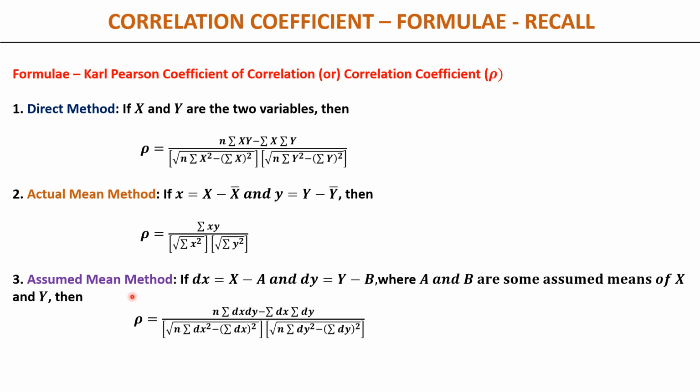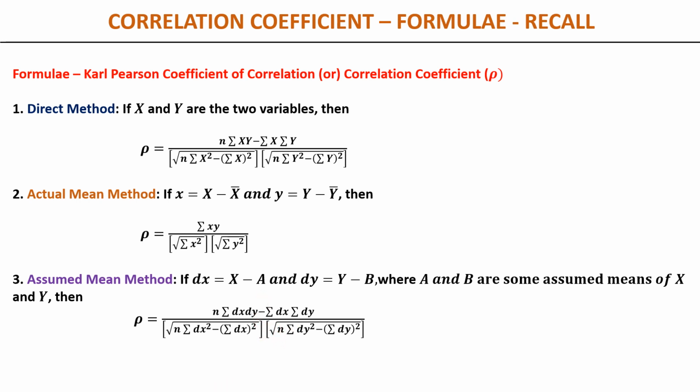If the actual mean is not considered and the assumed mean is considered, then we have taken the notation as dx, where a and b here are the assumed means of x and y. So this is chosen to be any value of x and y, and we have taken deviations of x and y, called dx and dy, and this is the formula pertaining to calculating the correlation coefficient for this case.